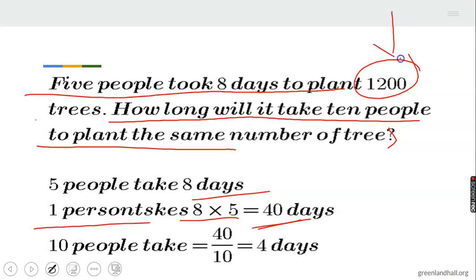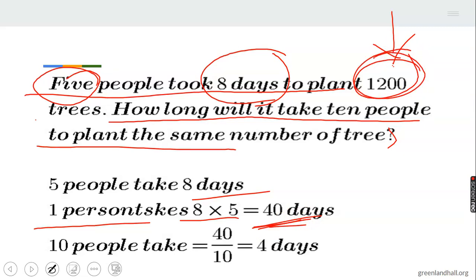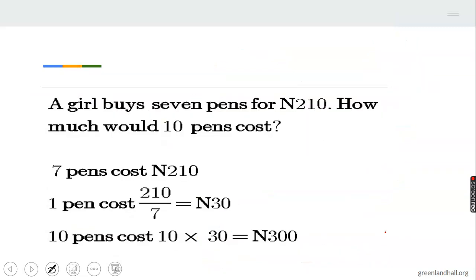You can see I'm not using the number of trees. I'm just looking at the number of people that plant this number of trees in 8 days. Now 1 person will take 40 days to plant 1,200 trees. Now 10 people will take 40 divided by 10, which equals 4 days. You can see, first of all, you multiply, then you divide when you are dealing with inverse proportion.